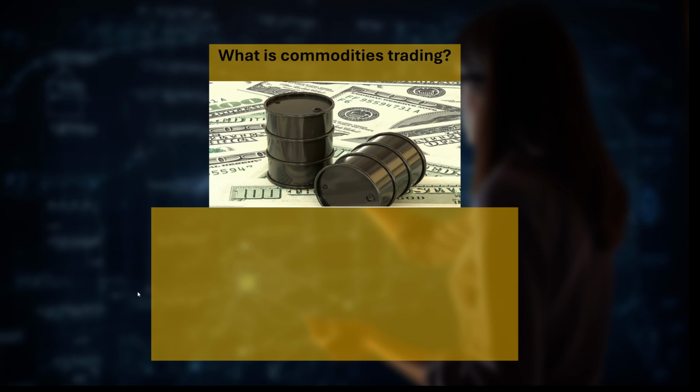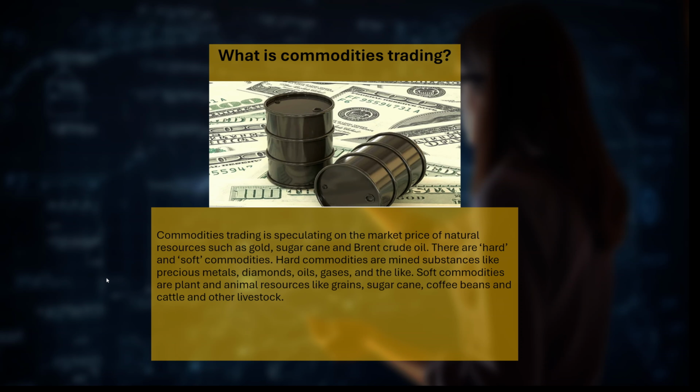It's very popular. Commodities trading. Well, what is this? It's trading where you speculate about the market price of natural resources like gold, sugar cane and oil. And this is very important because this trading is often used when there's a crisis in the world. You know, if we have a war like the Ukraine war, there are a lot of people that place their money in gold, as an example, instead of stocks or index. So this is very important.